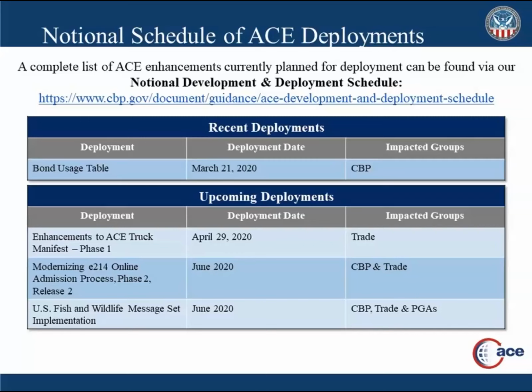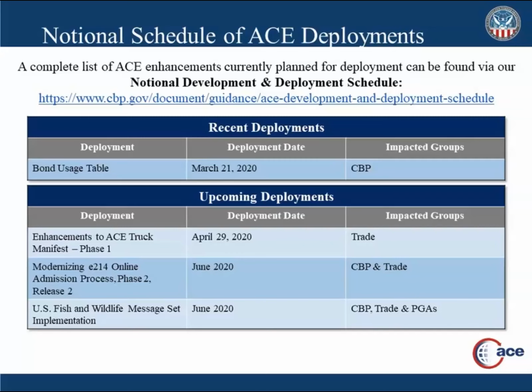Second is modernizing the E214 online admission process, Phase 2, which is set to deploy in June of 2020. It's expected to further improve the Foreign Trade Zone, or FTZ, admission process by eliminating older inefficient processes. And then lastly, the U.S. Fish and Wildlife message set will implement the ability to accept Fish and Wildlife PGA message set data from trade.